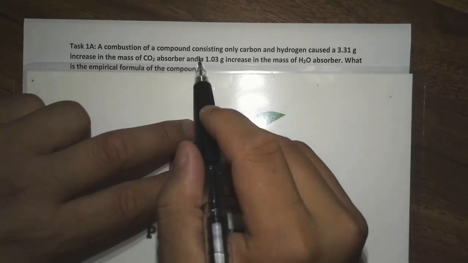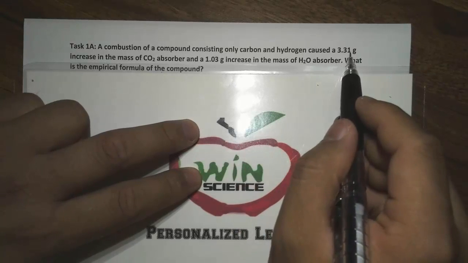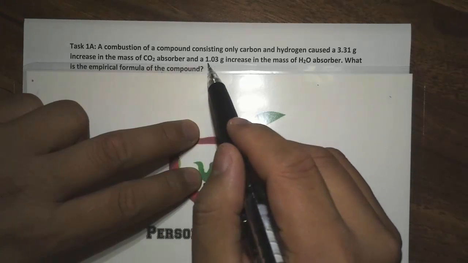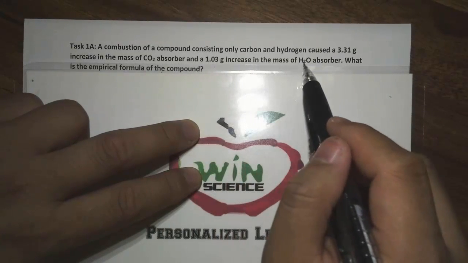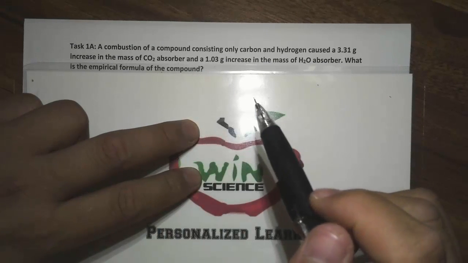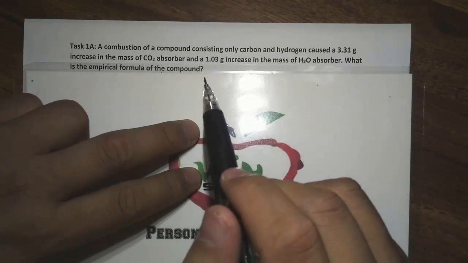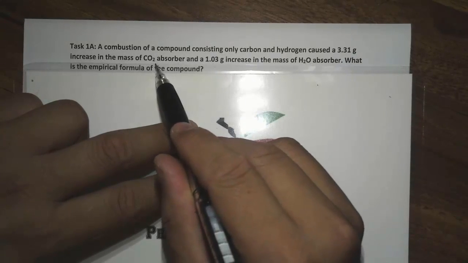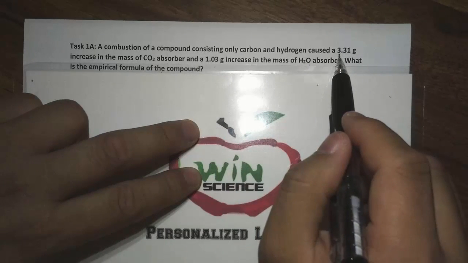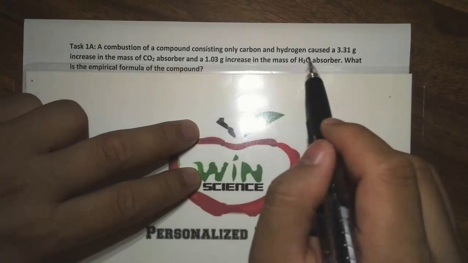I have a combustion of a compound consisting only of carbon and hydrogen that causes a 3.31 grams increase in the mass of the carbon dioxide absorber and a 1.03 grams increase in the mass of the water absorber. What is the empirical formula of the compound? So first of all, we know that this compound only has carbon and hydrogen. And because there are increases in the carbon dioxide absorber and the water absorber, we know this is the exact amount of carbon dioxide being produced, and this is the exact amount of water being produced.